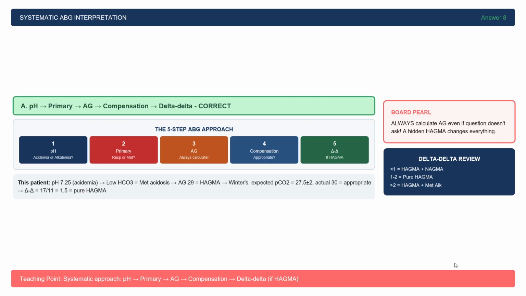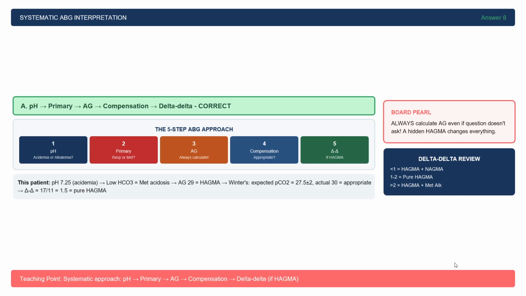Fourth, check whether the compensation is appropriate. You can use Winter's formula when evaluating metabolic acidosis, use the metabolic alkalosis compensation rule when there is metabolic alkalosis, and apply respiratory compensation rules when the primary disorder is respiratory. Fifth, if there is a high anion gap metabolic acidosis, calculate delta delta ratio to look for additional hidden metabolic disorders. Now, if you apply this stepwise approach, it becomes much easier to avoid missing mixed acid base disorders.